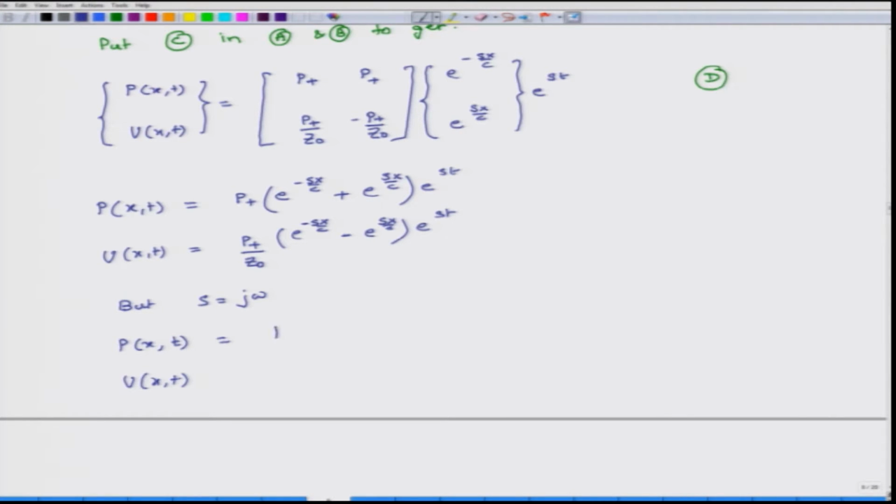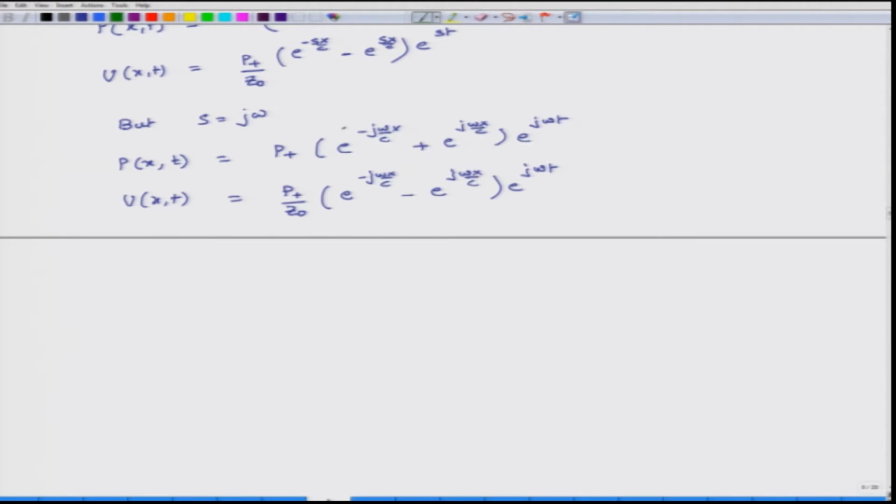P of x and t and U of x and t equals P plus e to the power of minus j omega x over C plus e to the power of j omega x over C, times e to the power of j omega t, and velocity is P plus over Z naught, e to the power of minus j omega x over C minus e to the power of j omega x over C, times e to the power of j omega t.